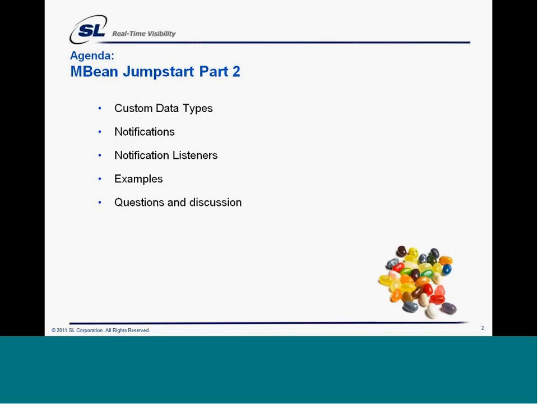Remember that we talked about custom standard MBeans and, in general, how to start with the basics. Today we're going to add two new, more advanced features. One is creating custom data types, as well as creating notifications for MBeans and how these work within the Coherence management infrastructure. Hopefully we'll also have some time to show some examples and get to your questions and any other items that you'd like to talk about.